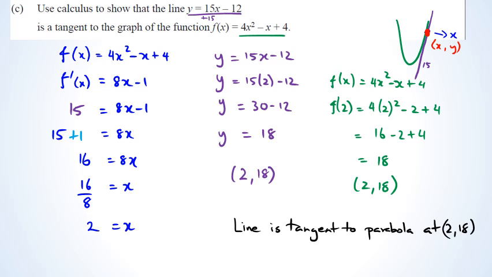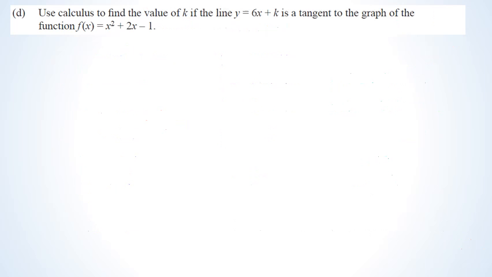So in terms of grades, for achieved, I think deriving f dash and setting it to 15, just here, that gets you an achieved, and I think the final part here gets you a merit. Okay guys, on to the next question.